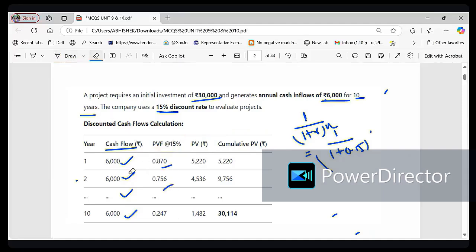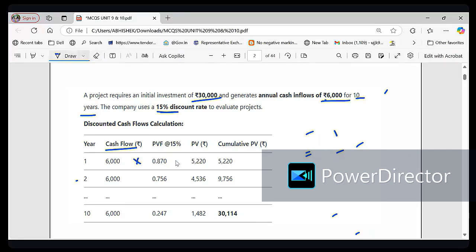And you know, when we multiply this cash flow with their respective present value factor, you will get the present value, right? You will get the present value. So what we have done, we have multiplied this, so we get this. Multiply this, so we get this. Multiply this, so we get this. And finally, we find a cumulative PV.